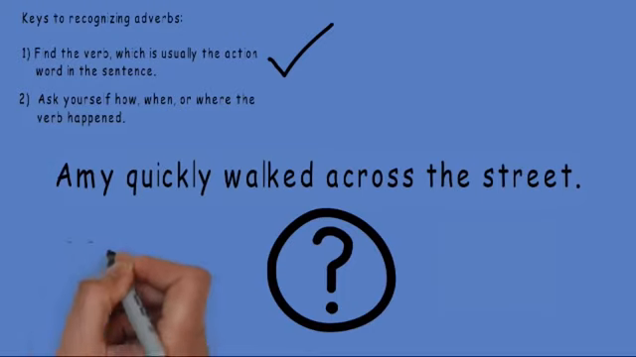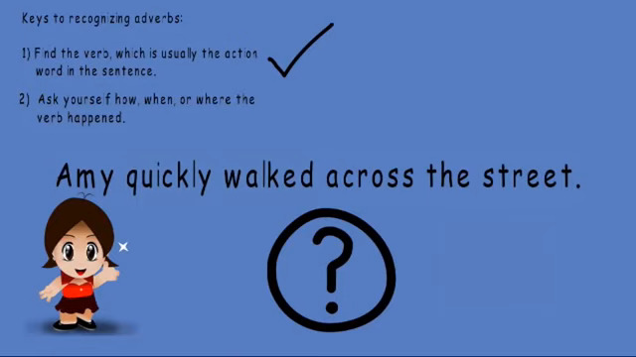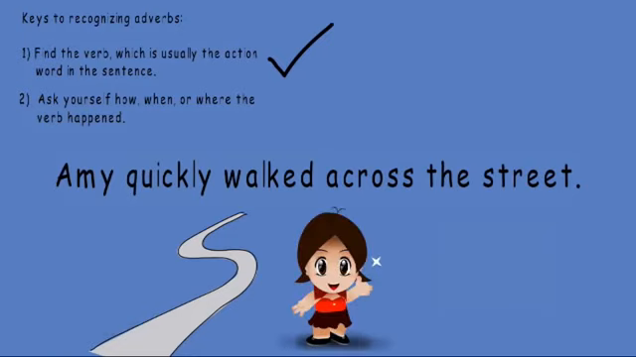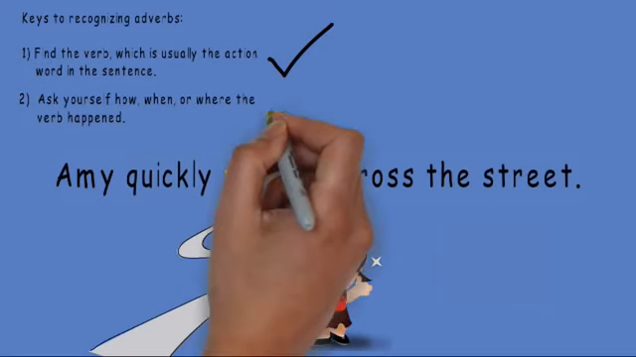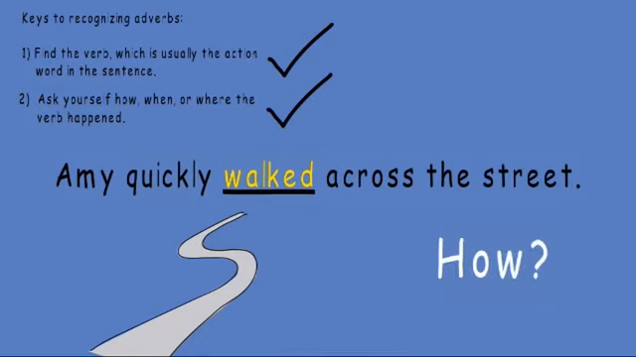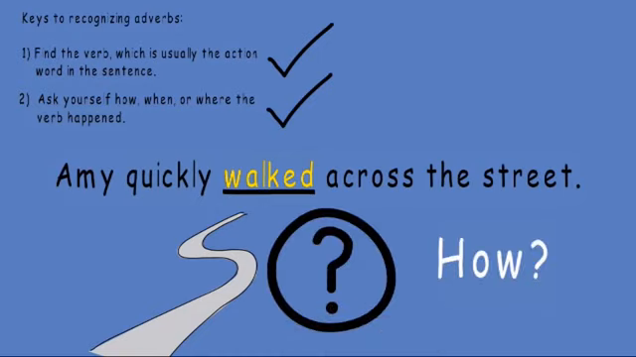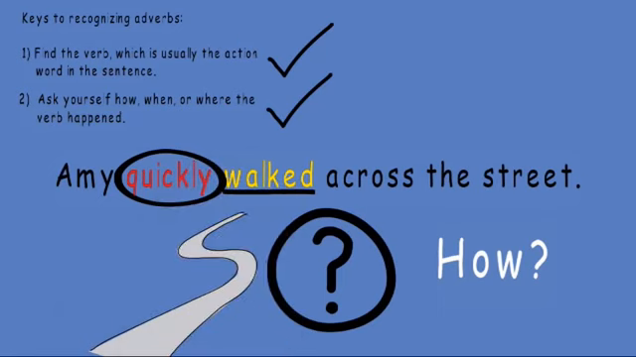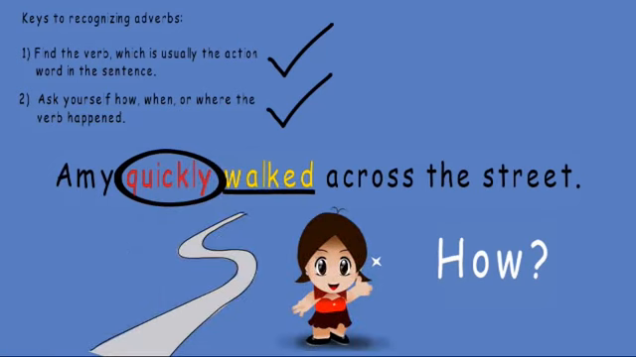Well, I know Amy is a girl, so she is a person. So what did Amy do? She walked. Walked shows action. Walked is my verb. Now I need to ask myself how, when, or where the verb happened. Do you see a word that tells how Amy walked? Quickly. Amy quickly walked across the street. Quickly is an adverb telling how Amy walked.